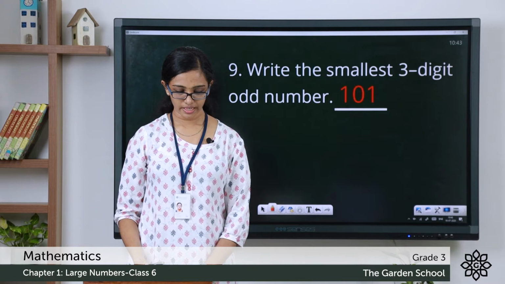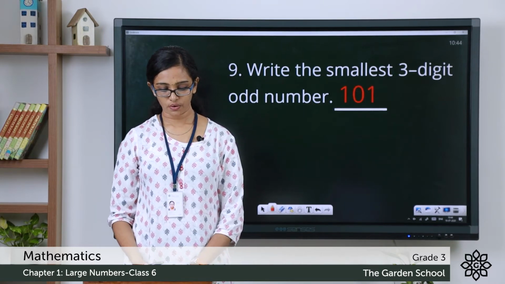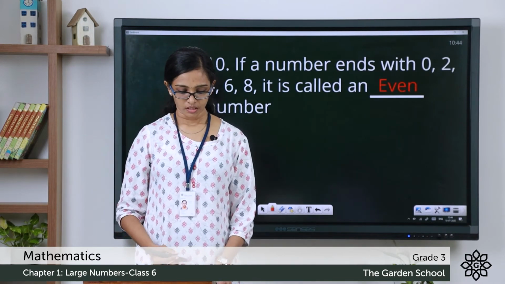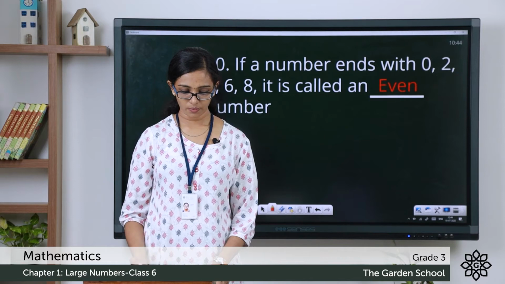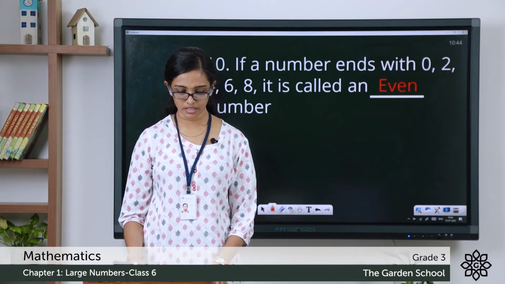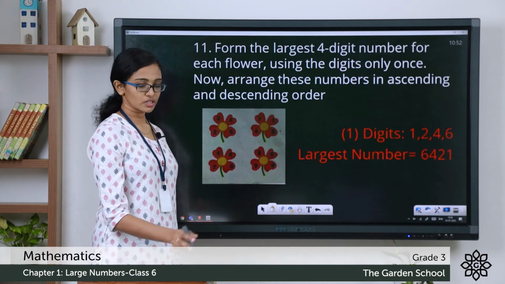Question 10. If a number ends with 0, 2, 4, 6 or 8, it is called an, you have already learned this one, it's called an even number. Now question 11. Form the largest 4-digit number for each flower using the digits only once. Now arrange these numbers in ascending and descending order. So you see this picture in your textbook.